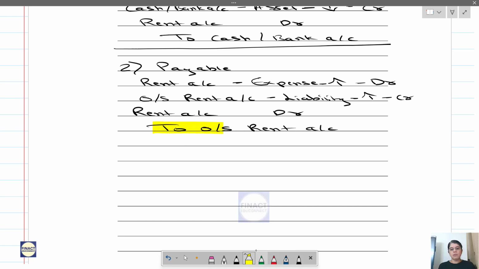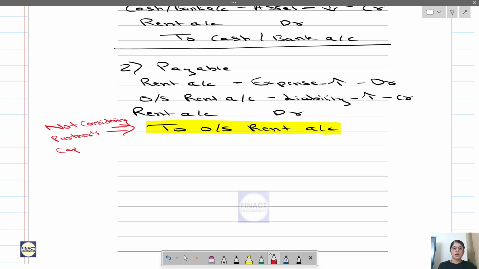Now see here, for outstanding rent also, understand this clearly. We are not considering partner's capital or current account.